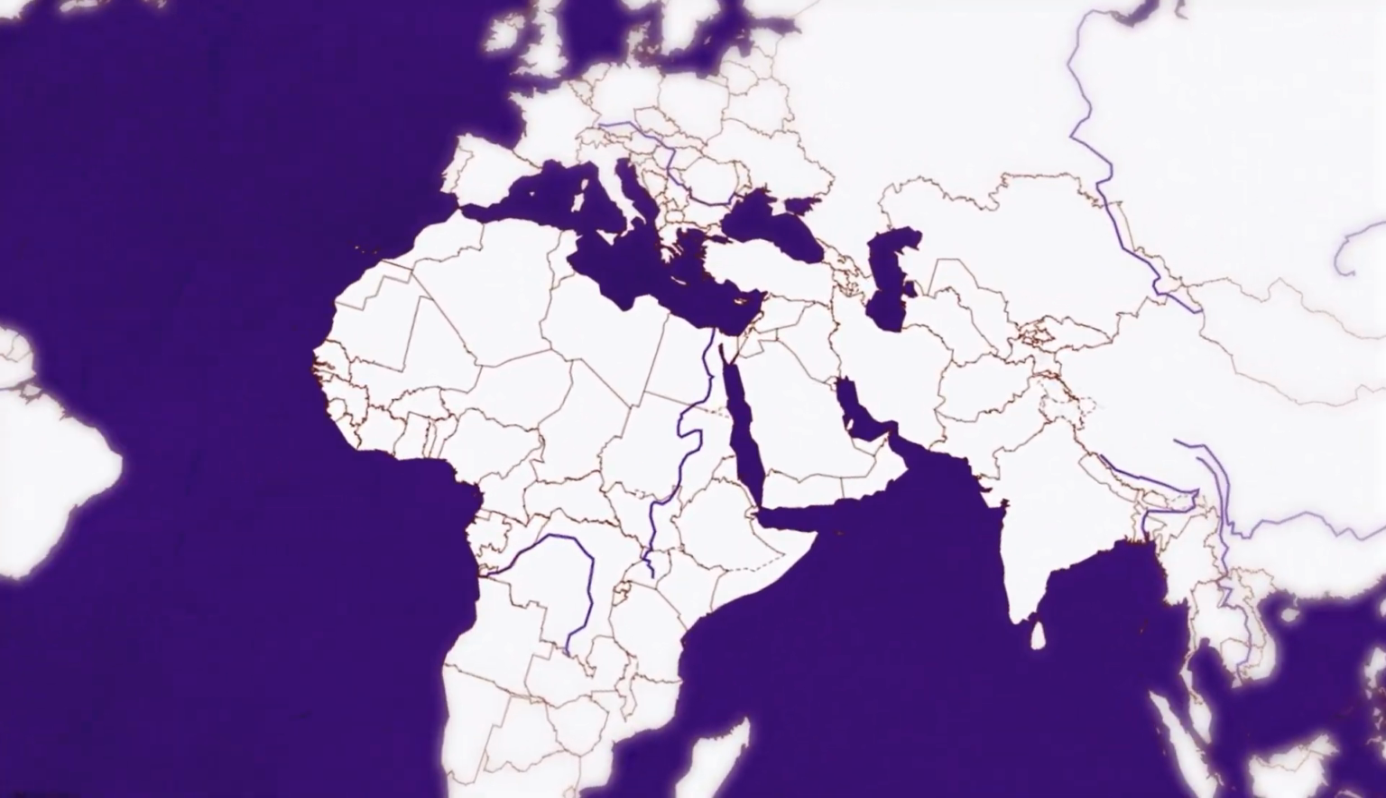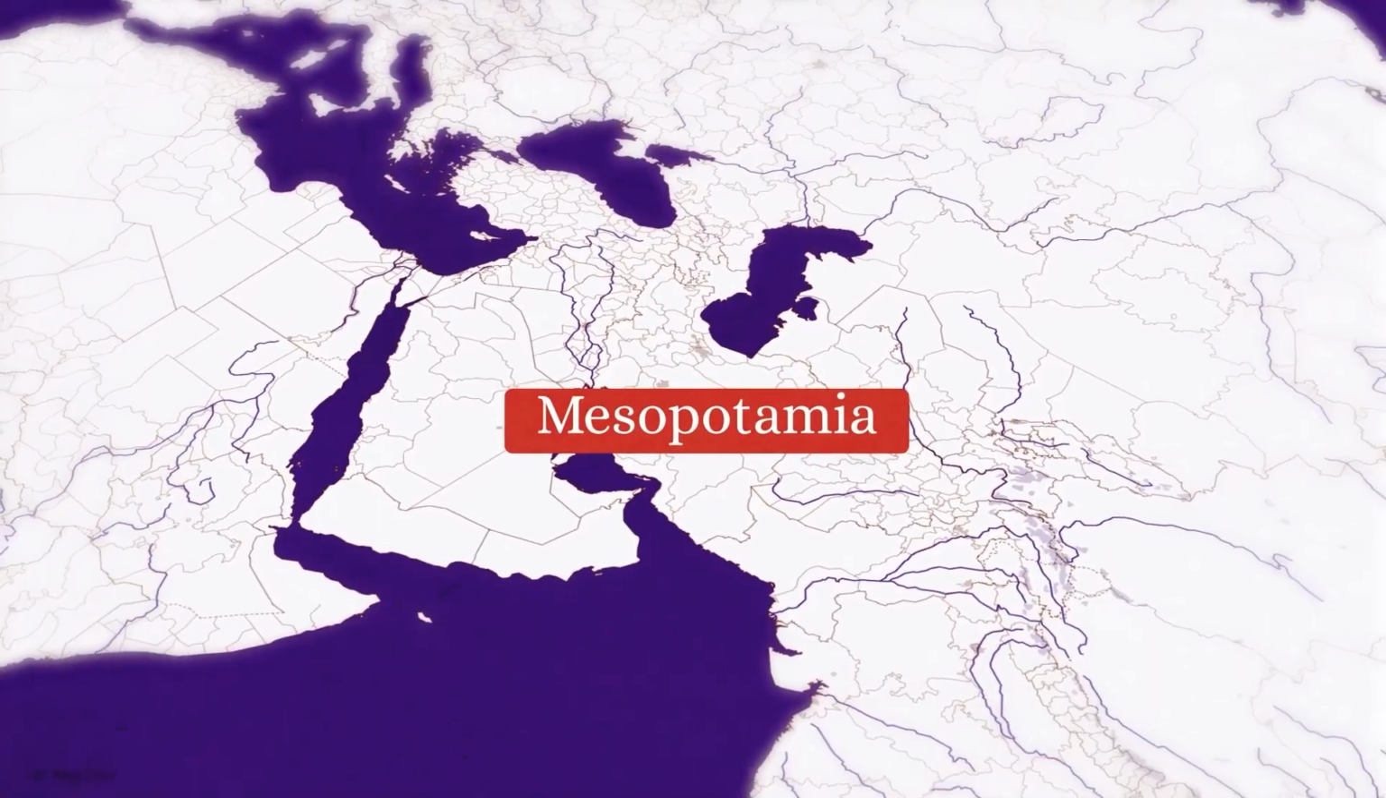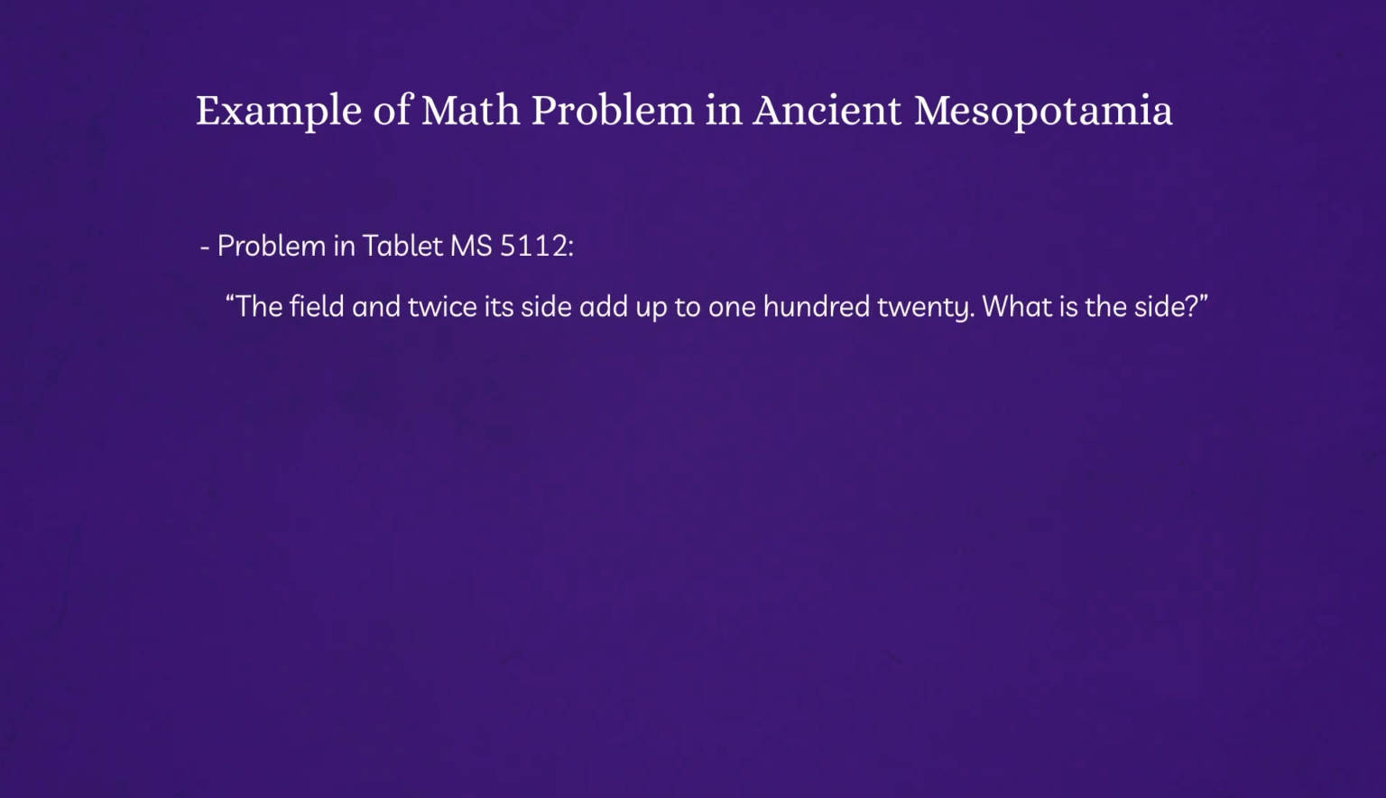Mesopotamian scribes didn't use x either. They wrote in cuneiform and left thousands of clay tablets, some with surprisingly advanced ideas. Consider an old Babylonian example from the tablet MS 5112. In modern wording, it says, the field and twice its side add up to 120. What is the side? With modern mathematics, we would write x squared plus 2x equals 120. This is a quadratic equation.